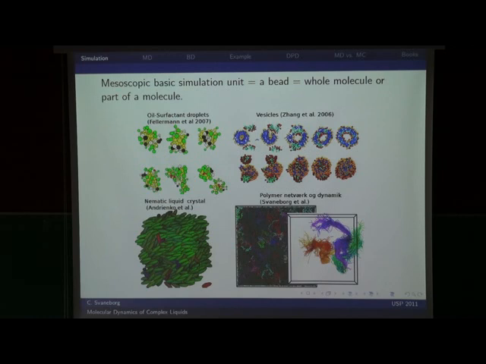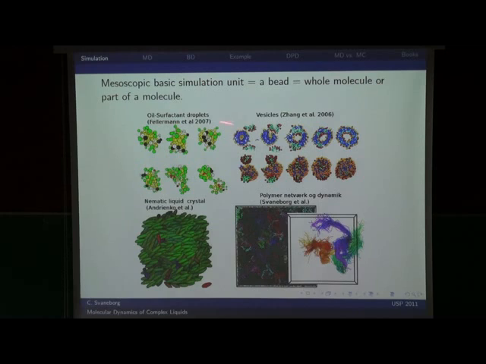But we can in no way simulate a system that is large enough to have material properties if we have atom detail. So we are forced to figure out how we can describe the system in a much coarser way. I'm going to return to that, but this is the fundamental idea of doing mesoscopic simulations.